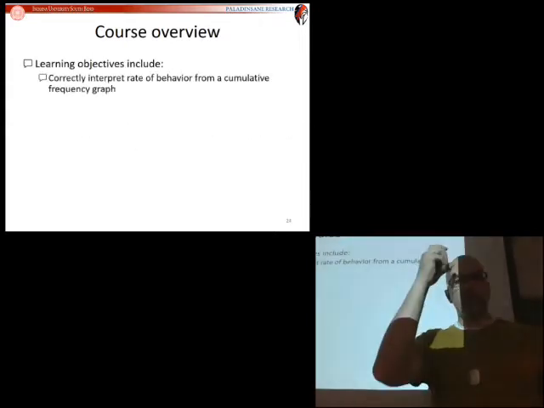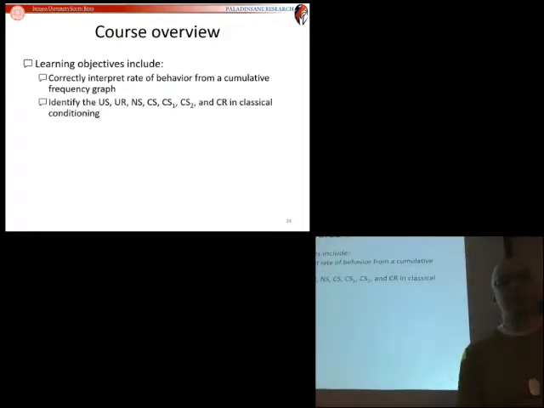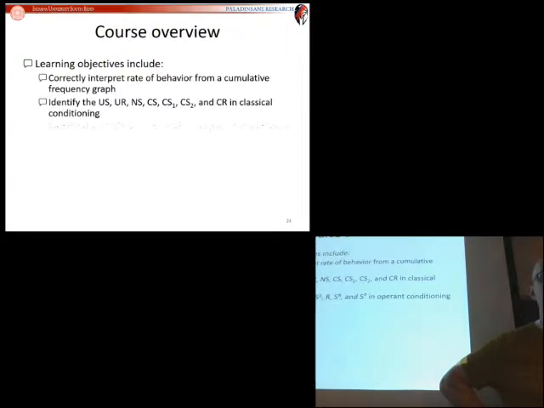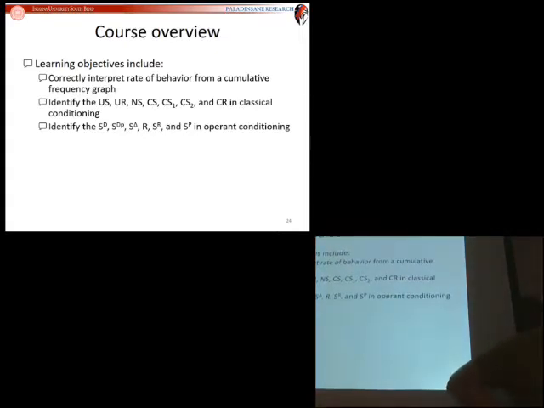So some learning objectives that we're going to be covering. You're going to learn how to correctly interpret behavior, some cumulative frequency output. You're going to be able to identify the US, the UR, the NS, the CS, the CS1, the CS2, and the CR in classical conditioning. Also the SD, the SDP, the S delta, the R, the SR, the SP in operant conditioning. That's the last time you're going to hear me name those by their acronyms, because that's a horrible practice to get into. But you don't know what any of these are right now. You will by the end of the course.